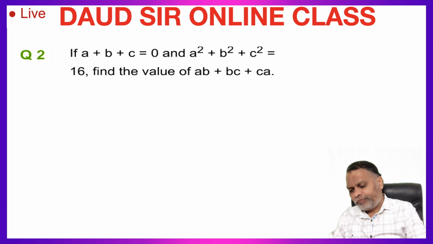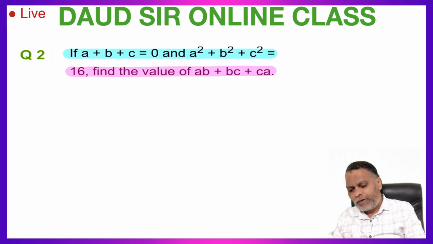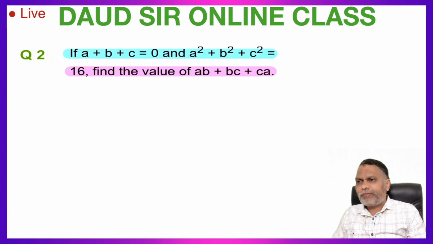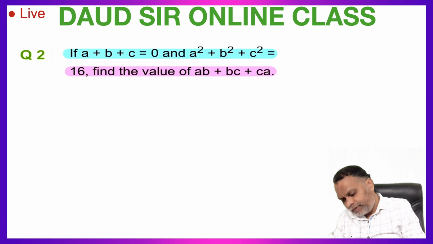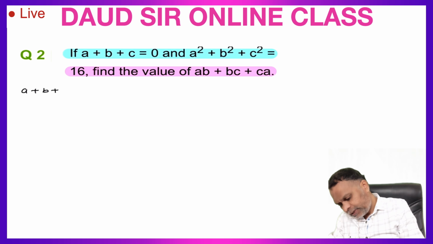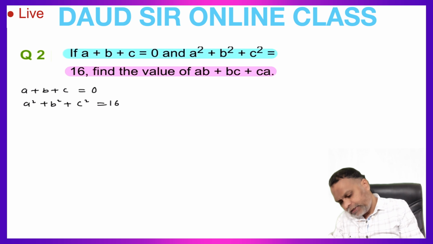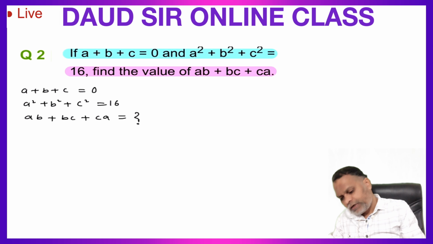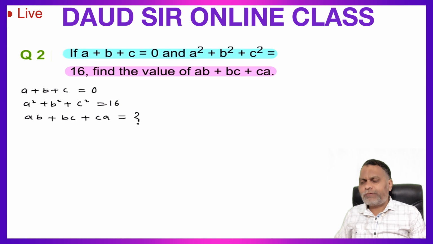Question number second. If a plus b plus c is equal to 0 and a square plus b square plus c square is equal to 16, find the value of ab plus bc plus ca. Here a plus b plus c is given, a plus b plus c is equal to 0, a square plus b square plus c square is equal to 16. So we have to find out the value of ab plus bc plus ca is equal to question mark. For finding this ab plus bc plus ca, just apply the identity a plus b plus c whole square.